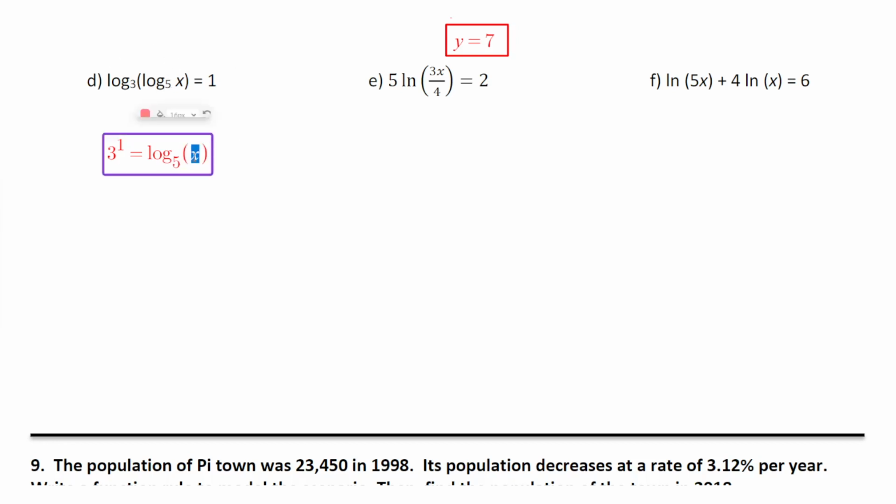Now, I still need to get this x by itself, so I'm going to have to invert this again to isolate that x. So 5 to the power of 3 is equal to x. So 5 cubed is, well, let's think about this. 5 times 5 is 25, times 5 is 125.